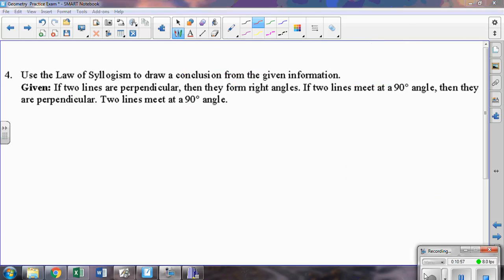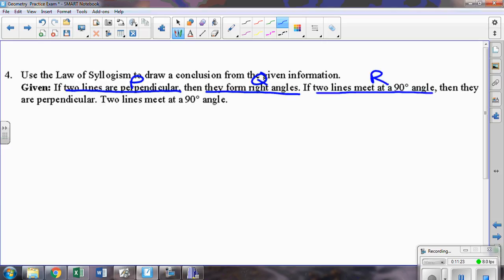All right, continue. Use syllogism to draw a conclusion. Now this one is not saying, is it valid? We actually have to apply it and come to the end of our chain. If two lines are perpendicular, then they form right angles. If two lines meet at a 90, then they are perpendicular. Okay, so what is the structure that we have?